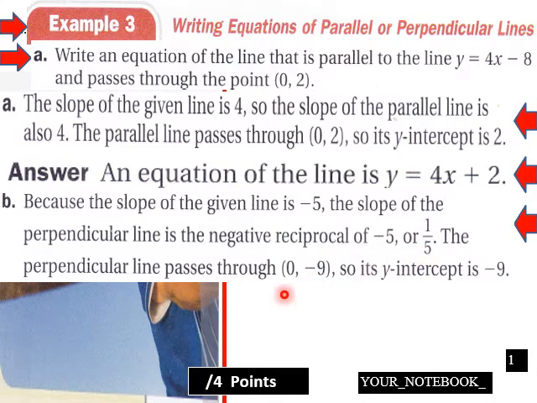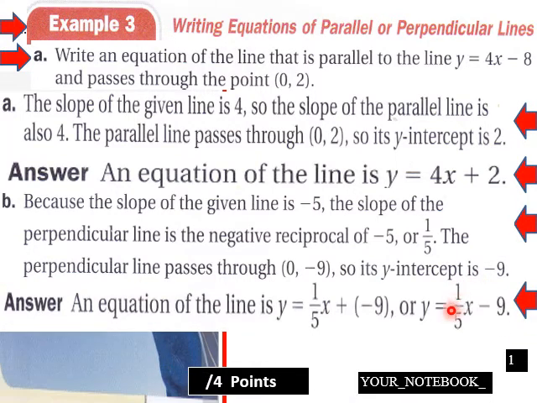The perpendicular line passes through (0, negative 9), so its y-intercept is negative 9. The equation of the line is y equals 1/5 x minus 9, which would be the equation of the perpendicular line to this line here.